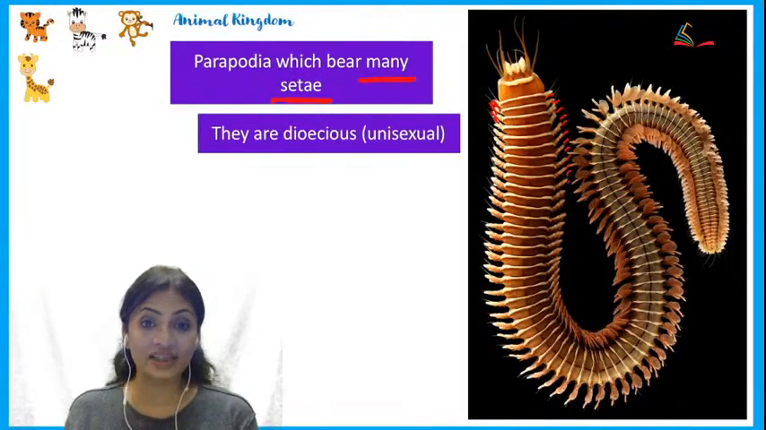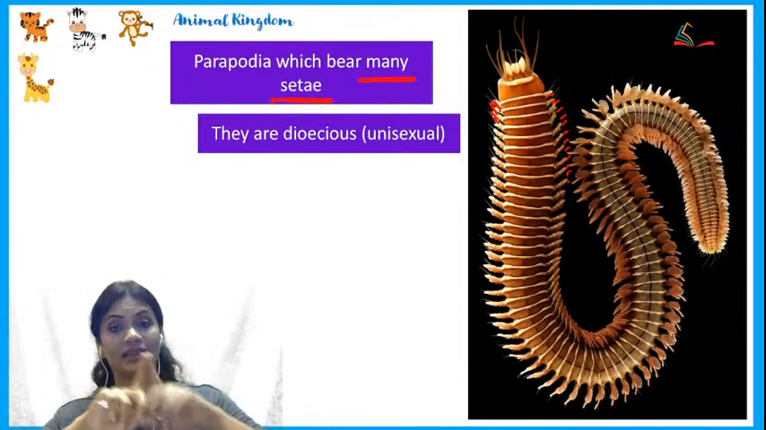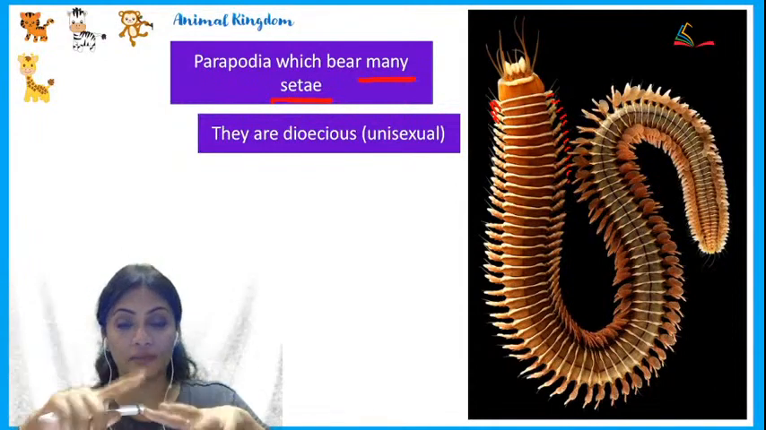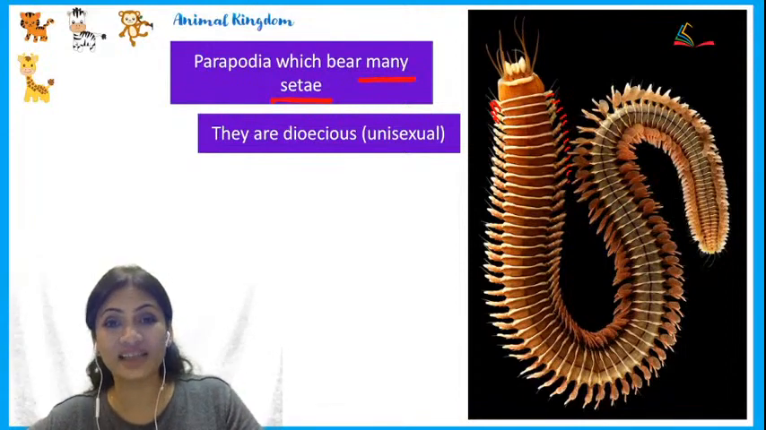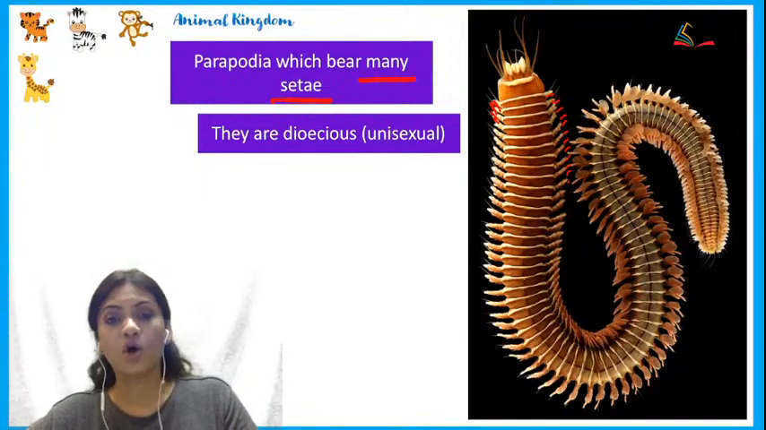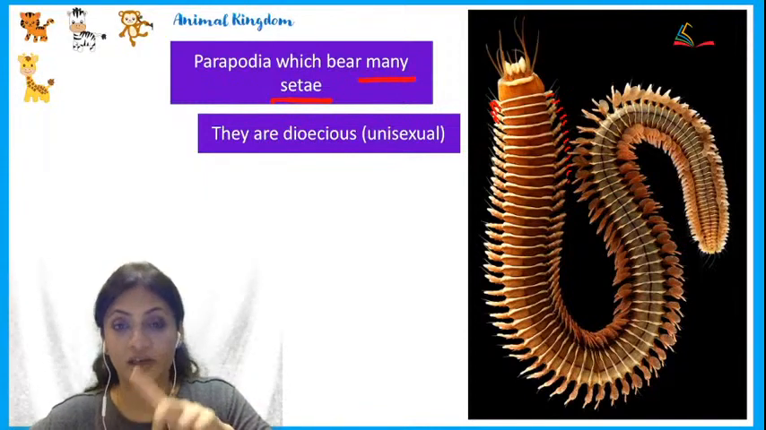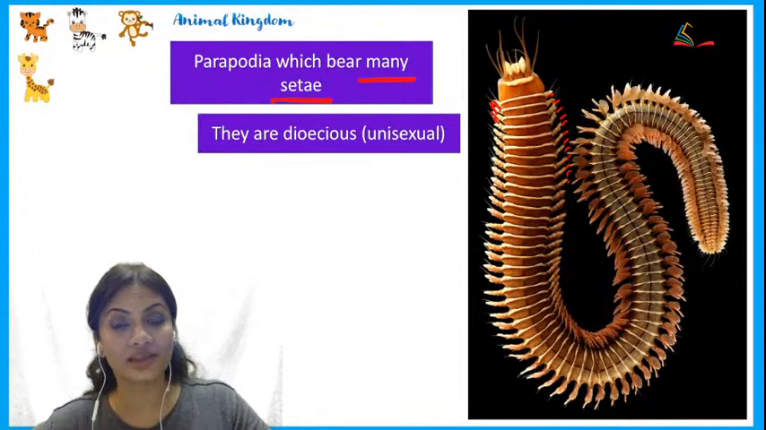Next we see that they are dioecious. What is the meaning of dioecious? It means that the parents are separate. The father and the mother, meaning the male and the female, are separate. So dioecious means that they are unisexual. Either that worm would be a female worm or a male worm. Remember, the animals which belong to this class would be examples like Nereis.